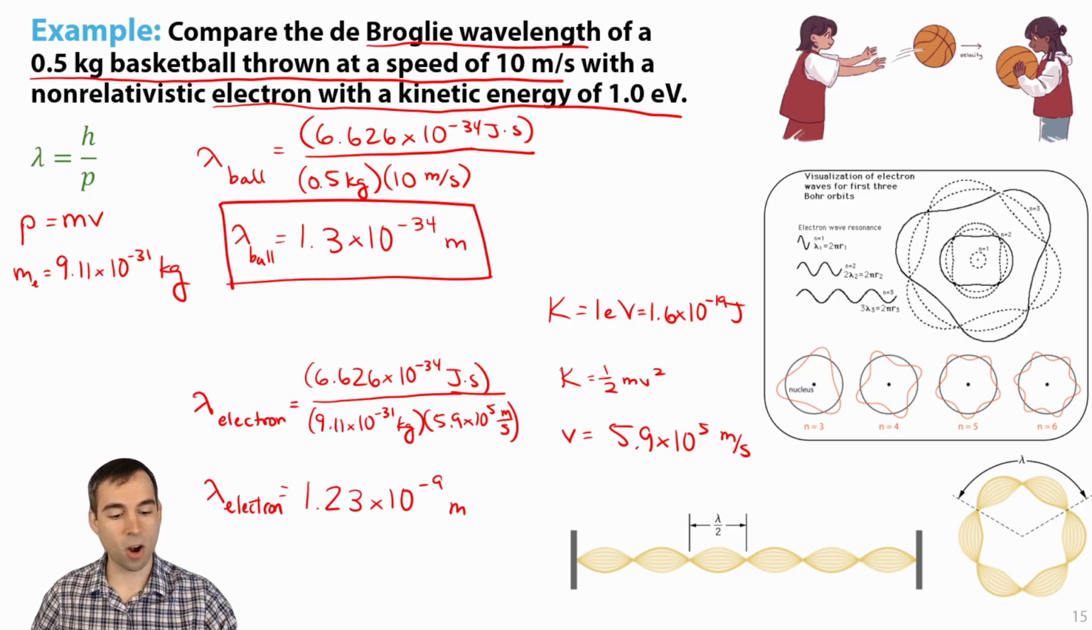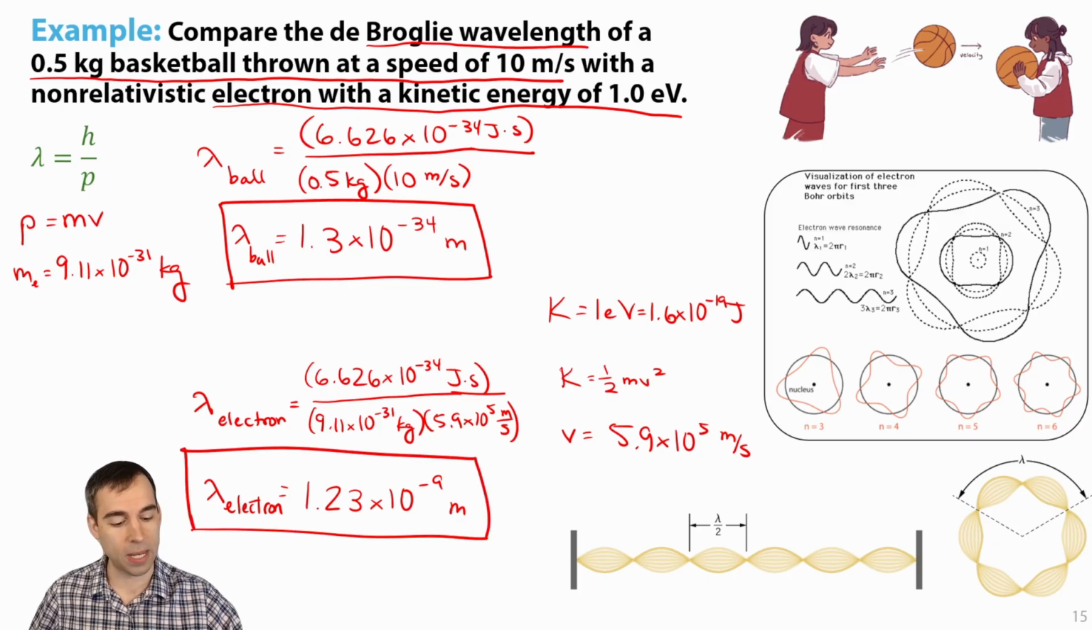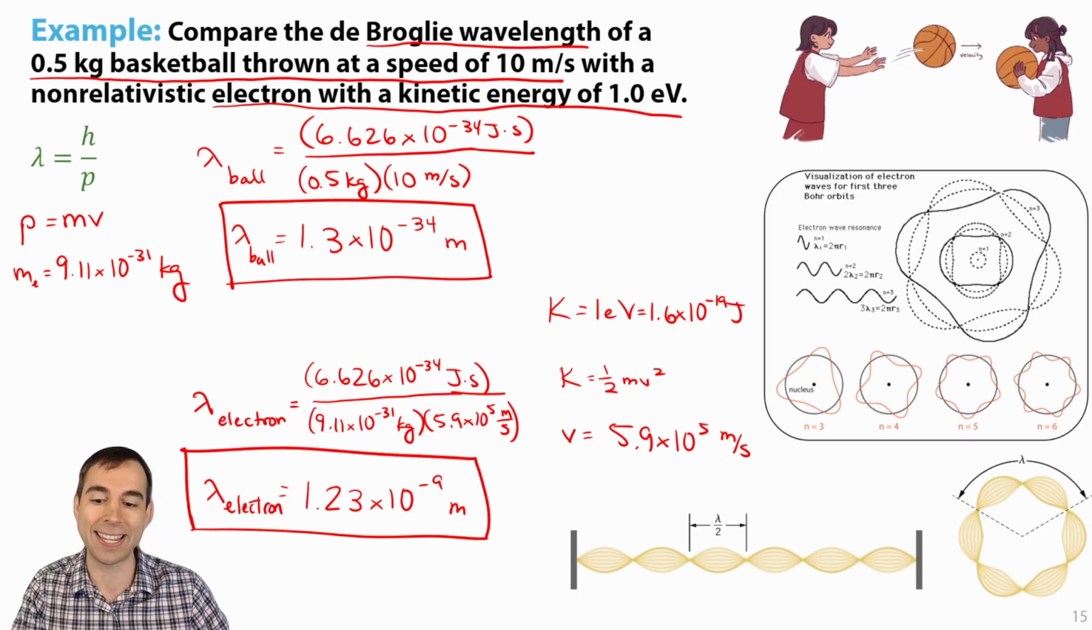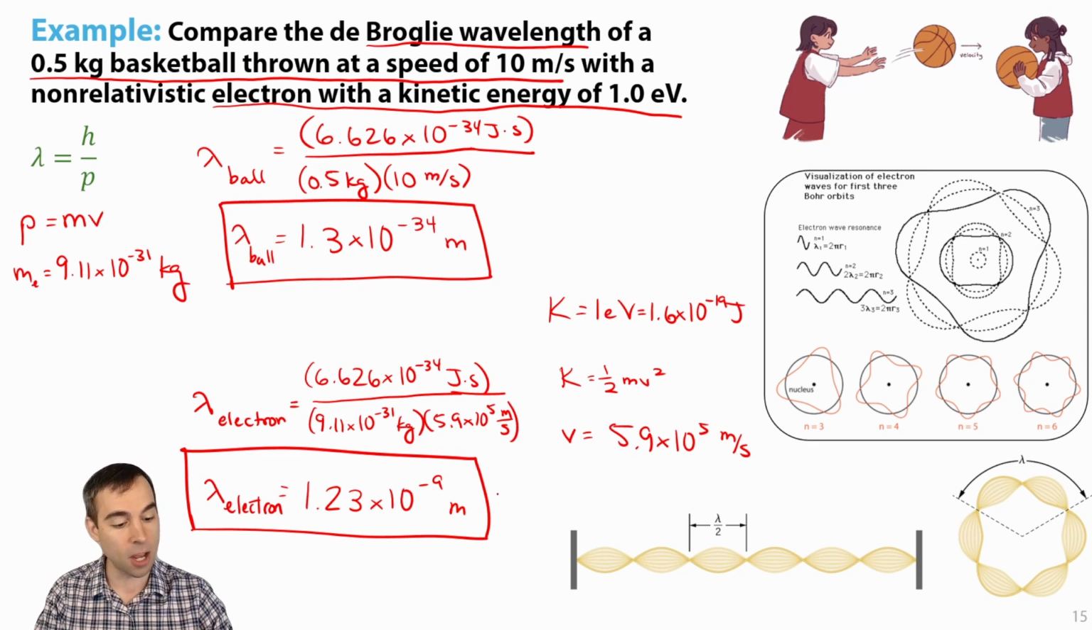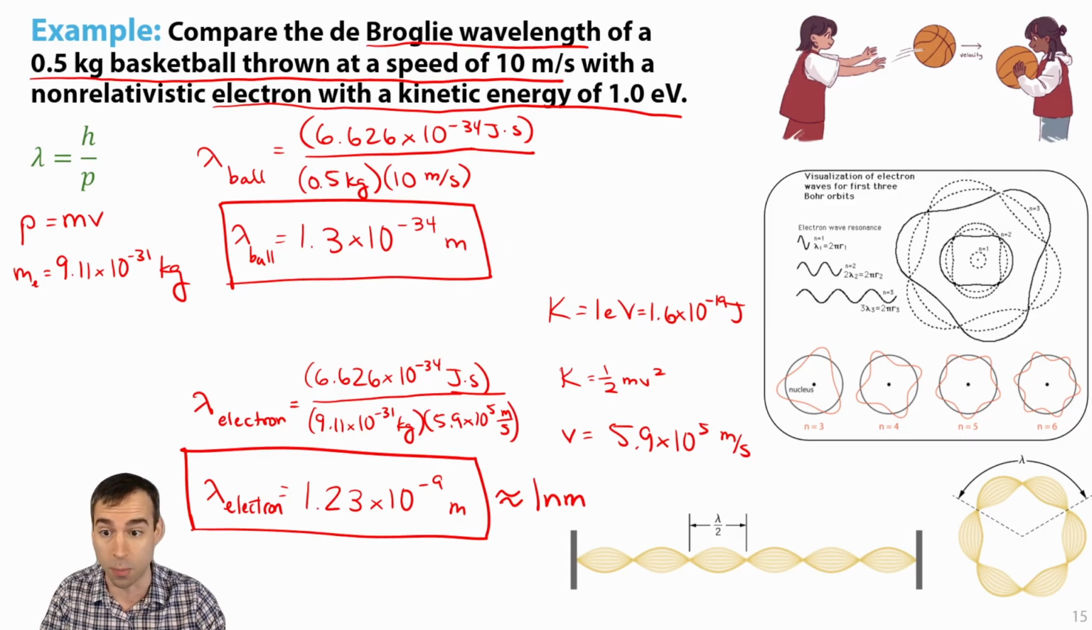So the wavelength of our ball ends up being 1.3 times 10 to the negative 34 meters, and the wavelength of our electron becomes 1.23 times 10 to the negative 9 meters. This is about 1 nanometer, whereas the wavelength of the ball, I don't even know what to call that. That's an extremely small wavelength, smaller than any size scale that we could even possibly imagine. This is smaller than a single atom.